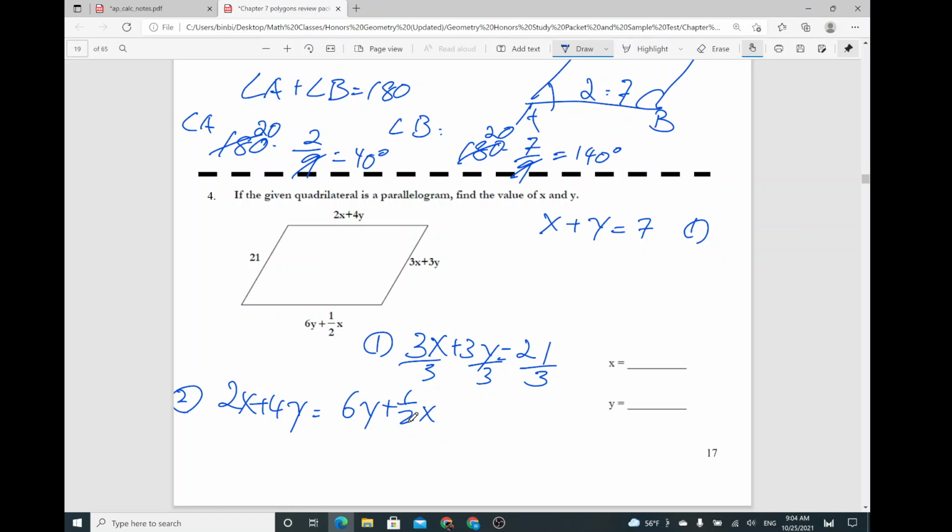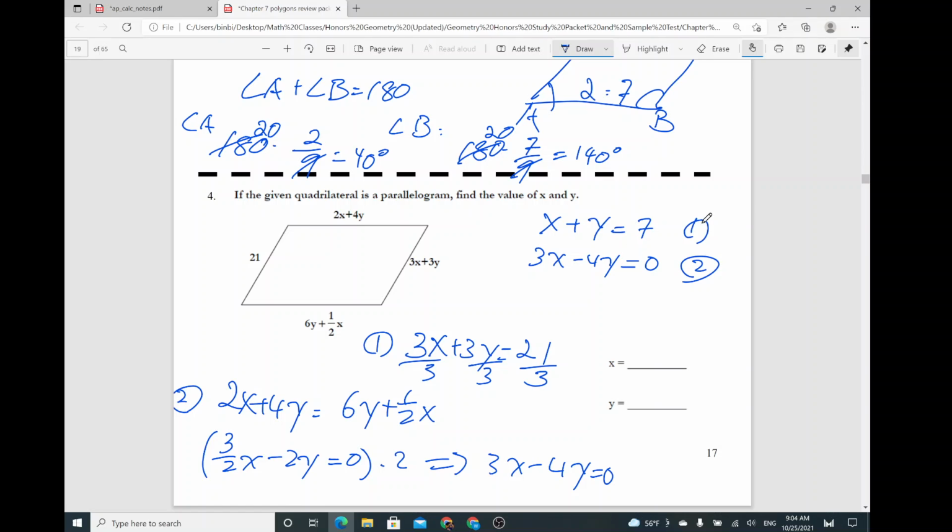Second equation: 2x minus 1/2 x gives you 3/2 x, and 4y minus 6y is minus 2y, so that equals 0. If you don't want to deal with the fractions, you can always multiply everything by the least common denominator, which is 2. So what we found here is 3x minus 4y equals 0. This is the second equation. And then solve for x and y, going back to Algebra 1, a system of equations.